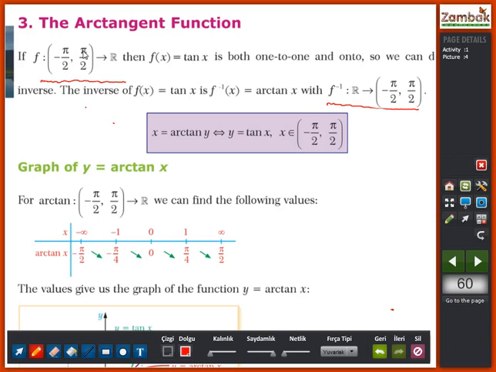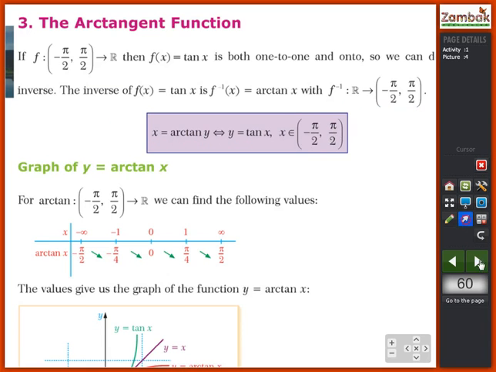Now look here. This one is our function, tangent x is equal to y, and the inverse of this function is this one. The value of arctangent y, which is x, is between minus 90 and plus 90. Okay, let's solve examples.